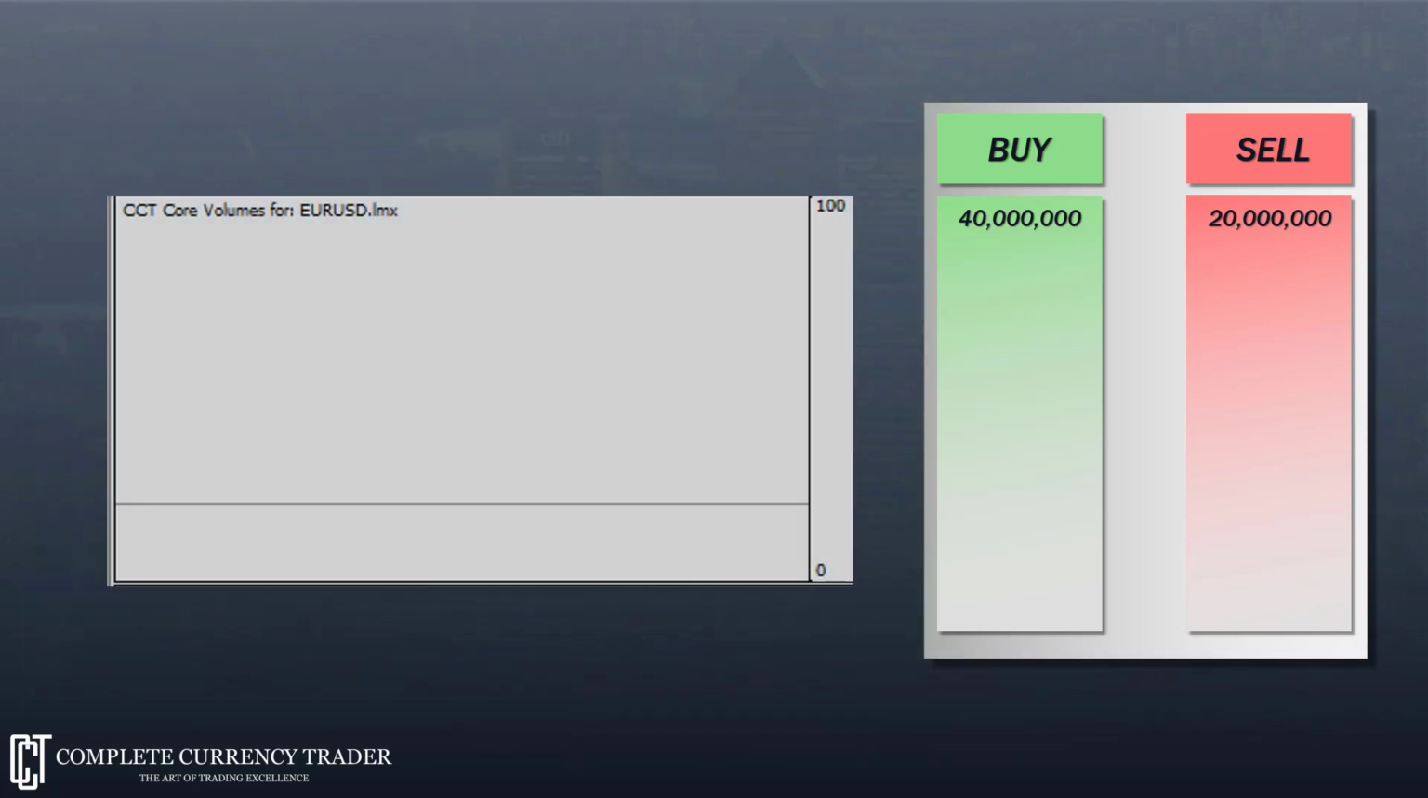The core volumes indicator tells us which side the customer orders are most dominant on. So blue means buy orders are more dominant, and red means sell orders are more dominant. And the size of the bar tells us by what proportion. If it's at 0, there is no imbalance. If it was 100, it would mean 100% of the customer orders were buy orders or 100% were sell orders. So if you saw a bar like this at 50%, it means the volume of buy orders are twice the size of the volume of sell orders.